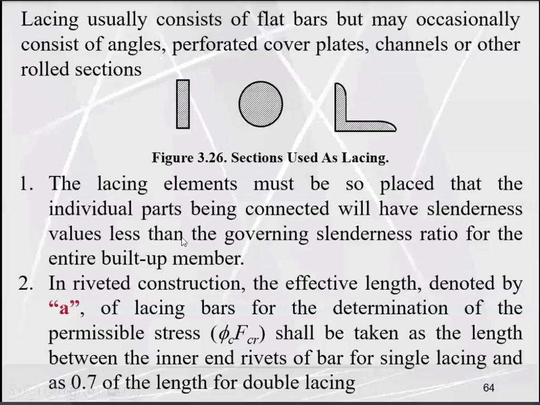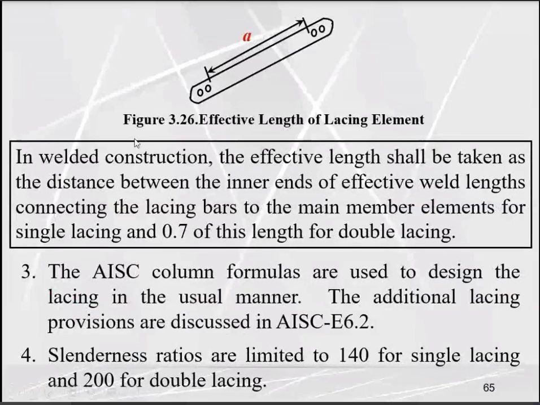So here he is explaining that. Maybe he explains the clear distance. Let me check what he is stating. In riveted construction, the effective length denoted by A of lacing bar for the determination of permissible phi c Fcr value shall be taken as the length between the inner end rivet of bar for single lacing and 0.7 of the length for the double lacing. So that is, he considered the clear distance.